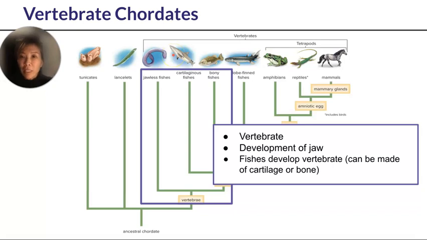Okay, so first let's focus on these vertebrates right here, the jawless fish, the cartilage fish, and the bony fish. So across here we can see the development, as we're moving along this evolutionary trend, of a vertebrate, the development of a jaw, and the first fishes to actually develop a vertebrate, which, as we mentioned, can be made of either cartilage or bone.